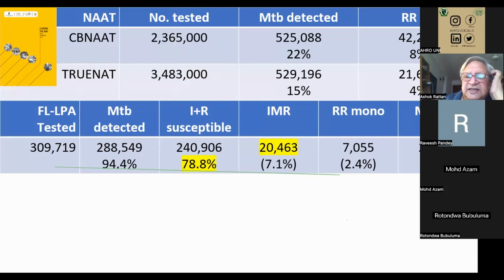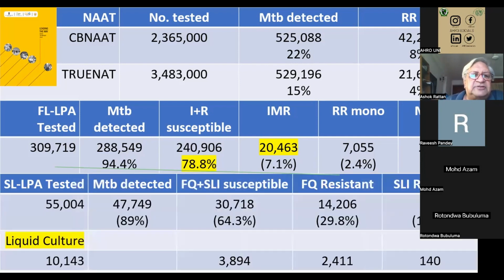First-line line probe assay had indicated that 78.8% are both INH and rifampicin sensitive, but INH monoresistance was 7.1% and MDR was 7%. They were also tested for second-line LPA, which indicated that fluoroquinolone resistance was present in 29% of cases.